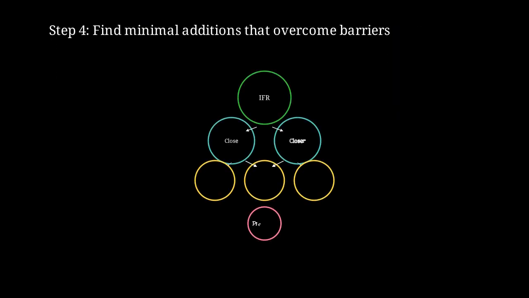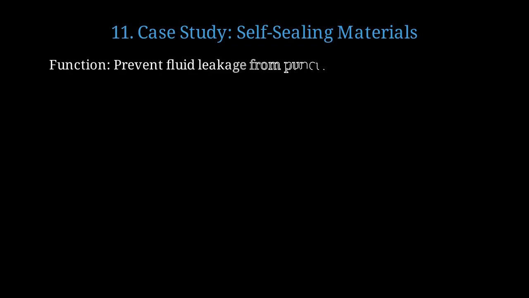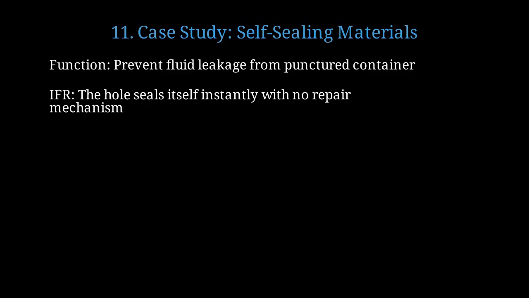This decision tree shows working backwards from IFR at the top through progressively more practical but less ideal solutions until reaching implementable designs. Let us apply this methodology to a detailed case study. Self-sealing materials. The desired function, prevent fluid leakage from a punctured container. The IFR, the hole seals itself instantly with no repair mechanism needed.